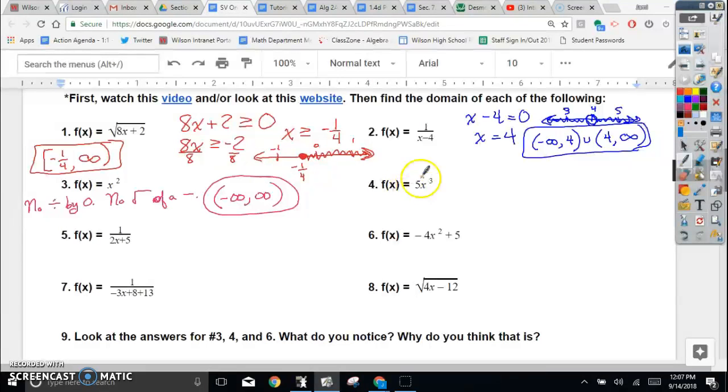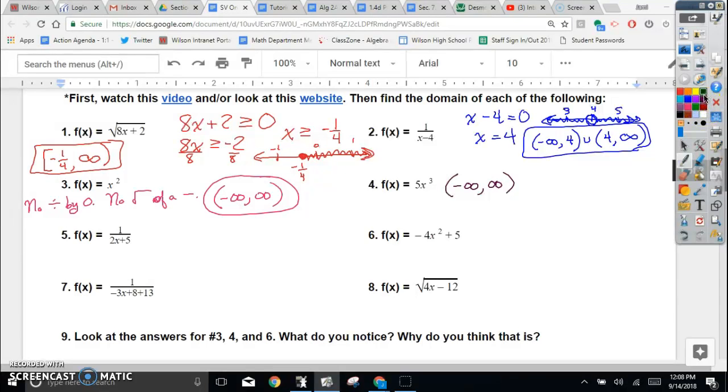Same thing here. We have no division by x. We don't have to worry about dividing by 0. And we have no square roots or fourth roots. So again, everything works here. Everything that you put in there will give you a value for y, or f of x.